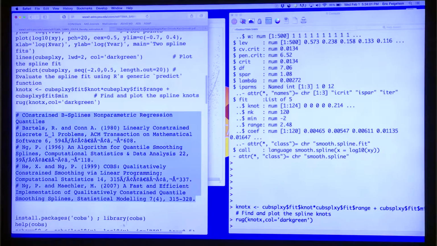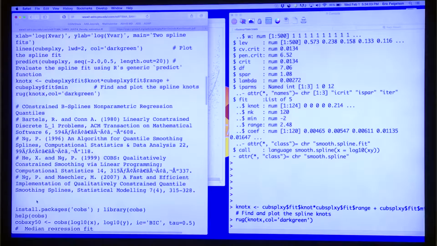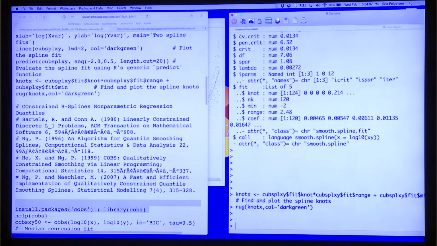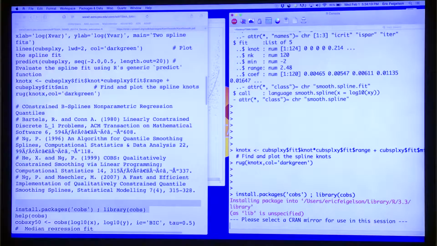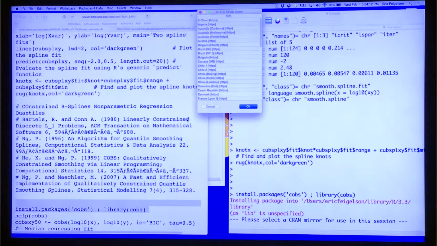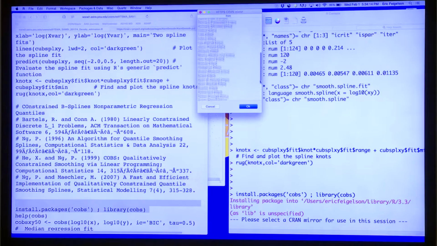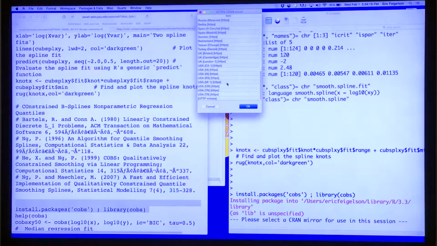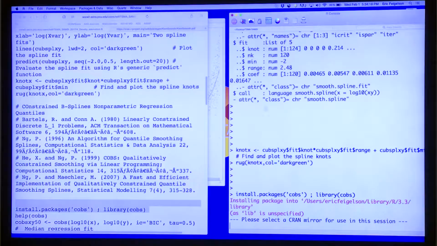So I took COBS and I ran install.packages. Here it is. install.packages COBS. I got to choose a mirror. I'll choose Michigan. Okay.